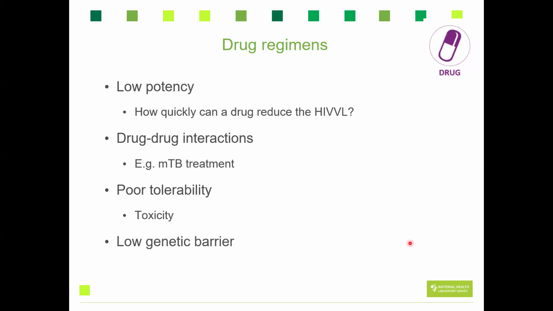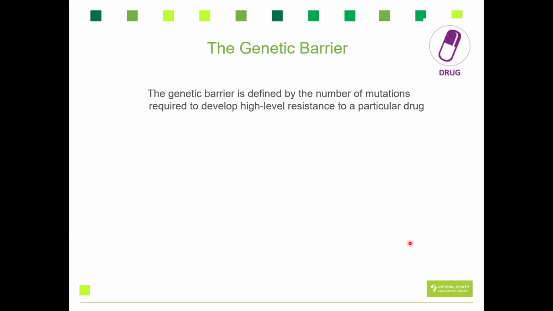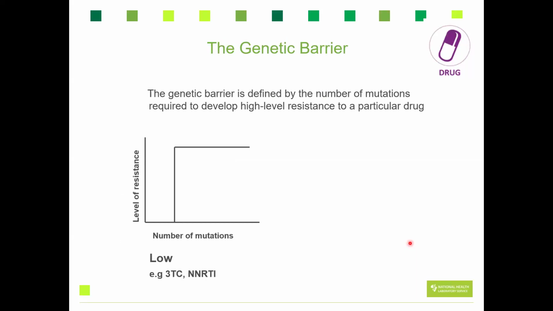And then a low genetic barrier. The genetic barrier is defined by the number of mutations that are required to develop high-level resistance to a particular drug. So if we think about the NNRTIs and 3TC, for example, you only need one mutation and immediately you have high-level resistance. There is almost no efficacy of that drug left when you have that mutation. Examples are M184V, K103N, and so on.